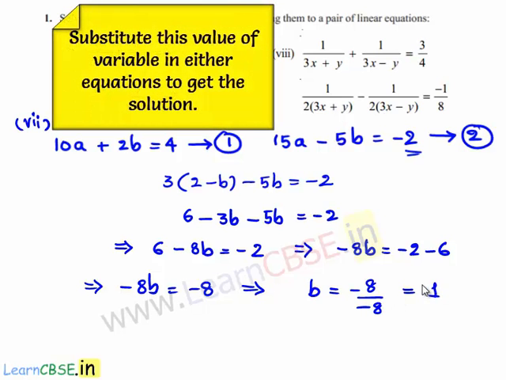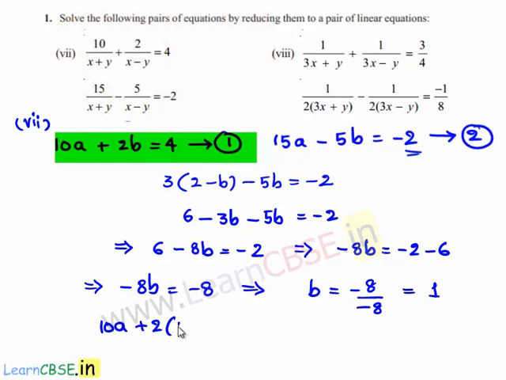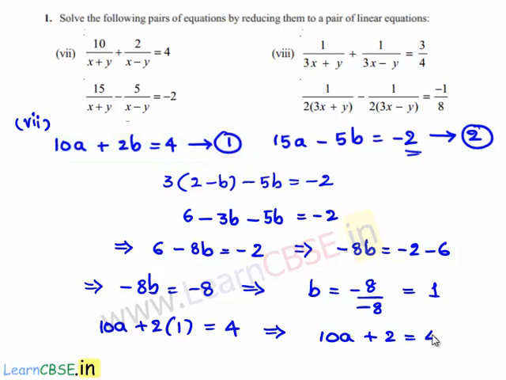Now, substitute the value of b, which is 1, in equation 1. We get 10a plus 2 times of b, which is 2 times of 1, is equal to 4. So, 10a plus 2 is equal to 4. 10a is equal to 4 minus 2, which is nothing but 2. So, a can be written as 2 divided by 10, which is 1 by 5. So, we found out the values of a as 1 by 5 and b as 1.